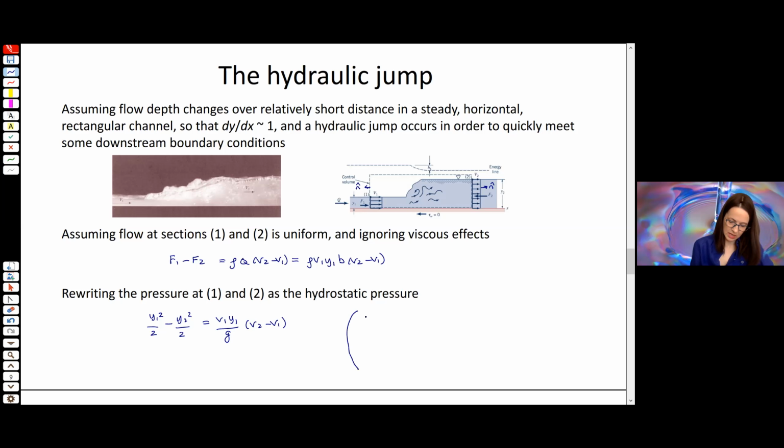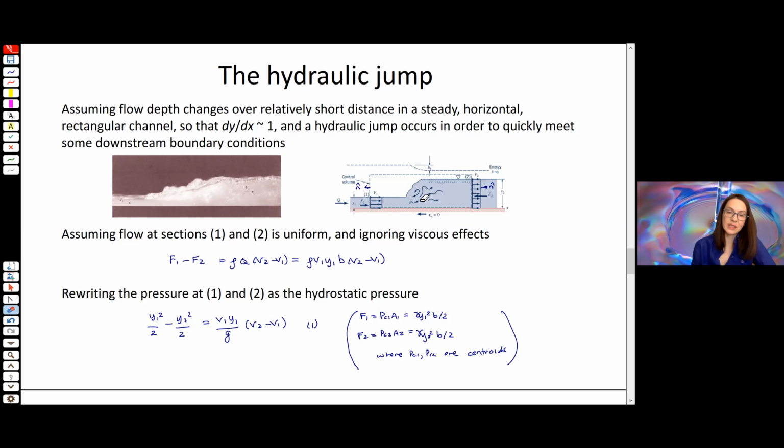So what we've done going from this equation to this one here is just rewrite F1 and F2, those pressure forces, in terms of the depth squared using this expression, just rewriting them as hydrostatic forces. We're going to relabel that as equation 1.